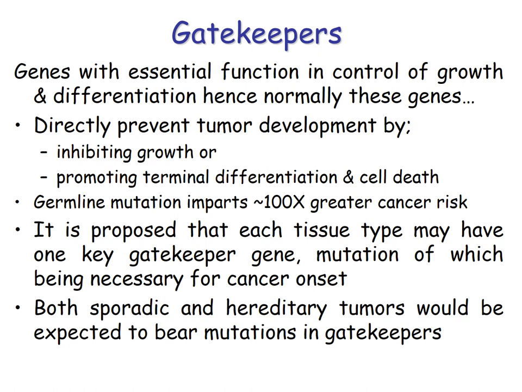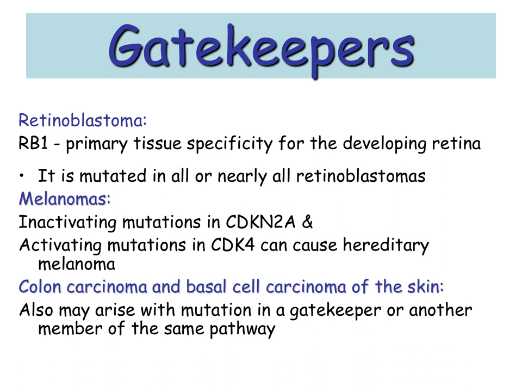Gatekeepers are the genes with essential function in control of growth and differentiation. So normally, when these genes are normal, they prevent tumor development by inhibiting unnecessary growth and promoting terminal differentiation as well as apoptosis. When these genes are mutated, they increase the cancer risk by more than 100 times. So this explains why they are known as gatekeeper genes. Examples are retinoblastoma and the cell cycle related genes CDKN2 and CDK4.